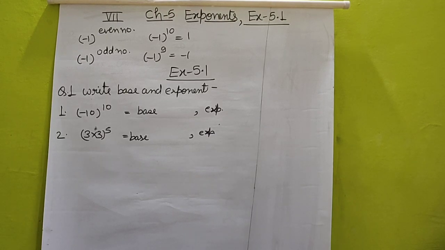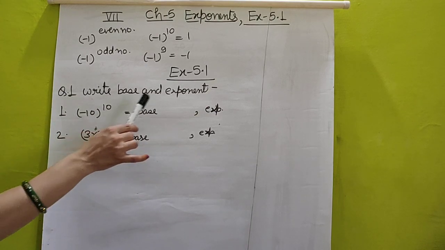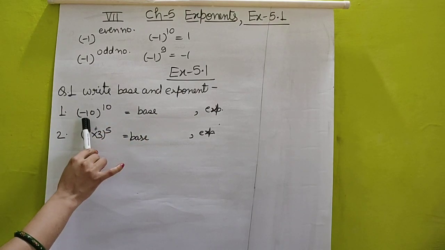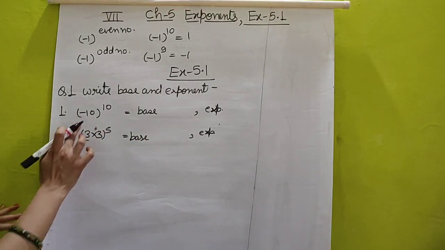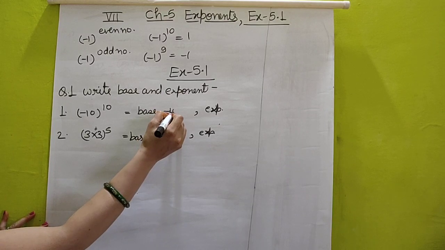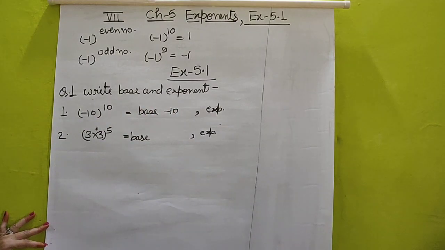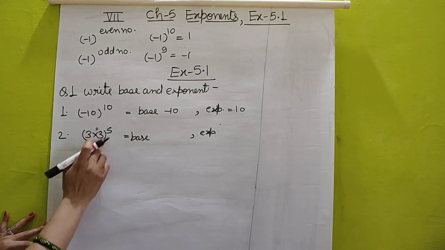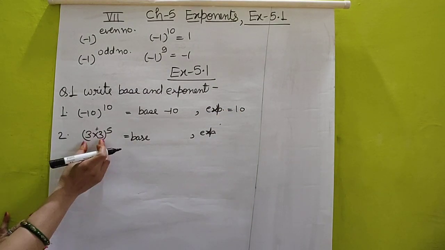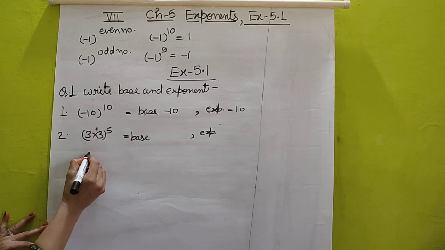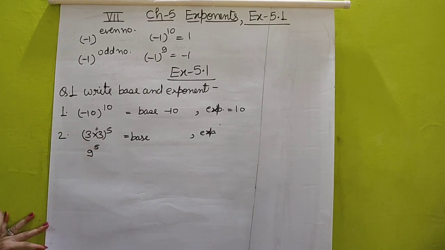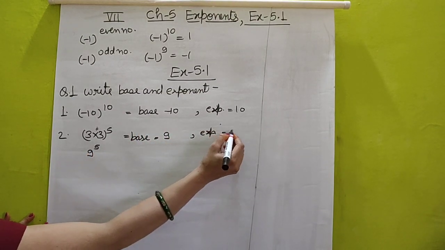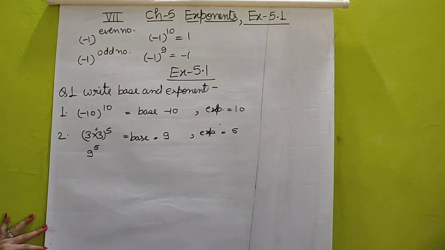Students, now question number 1 is: write base and exponents. That is very easy, as we have done this in theory. Minus 10 power 10. So students, what is the base? The base is minus 10. And what is the power, meaning exponent? The exponent is also 10. Now here 3 multiply 3 raised to power 5. So first we can solve the bracket. 3 multiply 3 will be 9 power 5. So the base will be 9 and the exponent, meaning power, will be 5. This is very easy students.